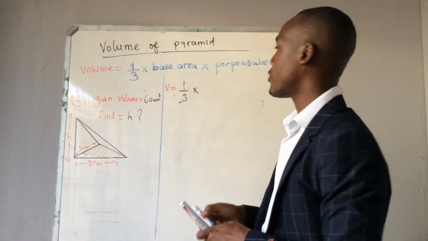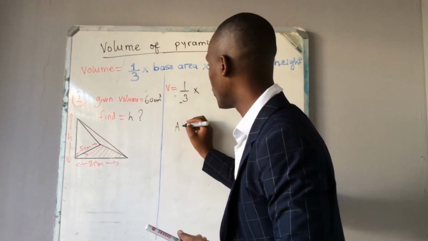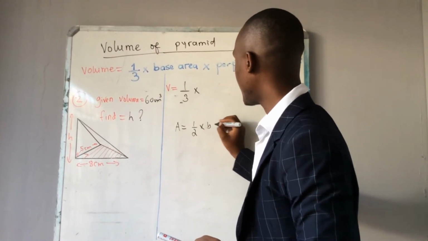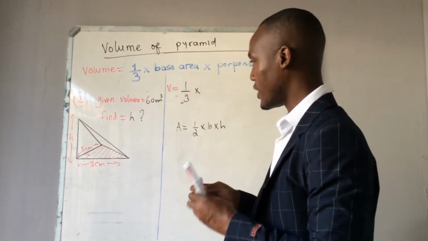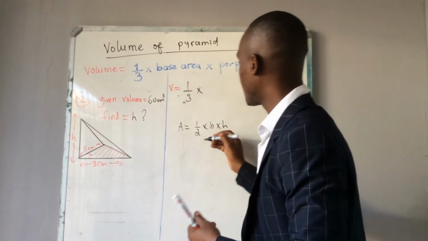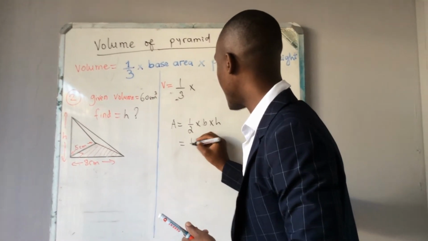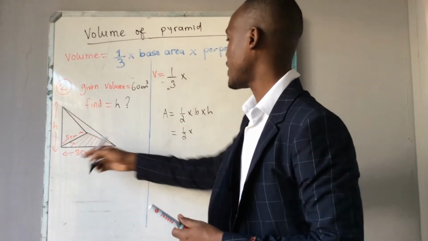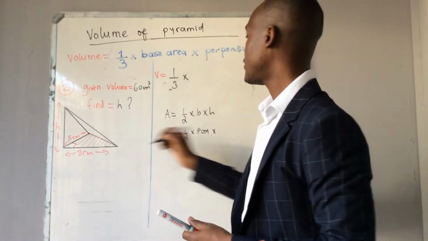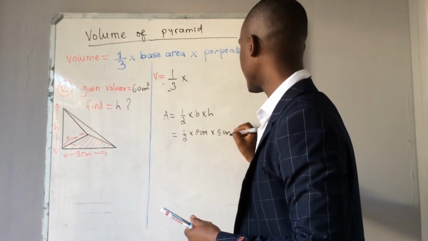Now, the formula for the area of a triangle, as we all know, is 1/2 times base times height. So all we need to do is plug in the values. So we have this equals 1/2 times, in this case the base is 8 centimeters, times 5 centimeters, which is the height.